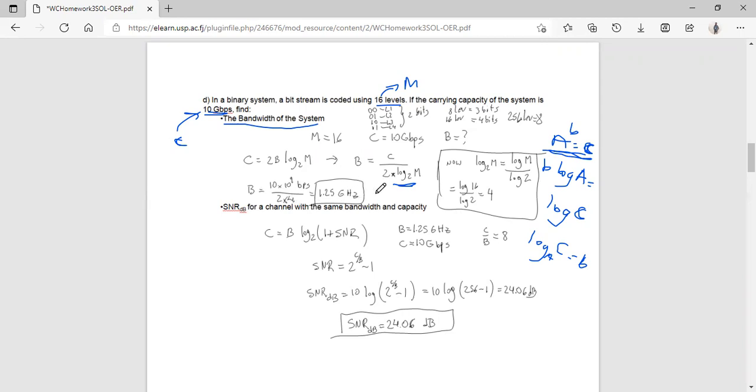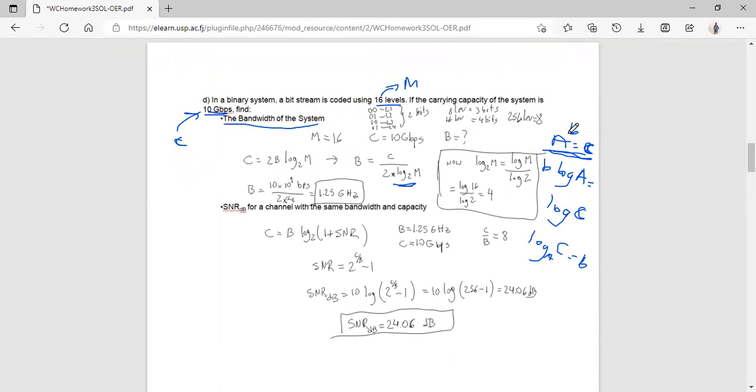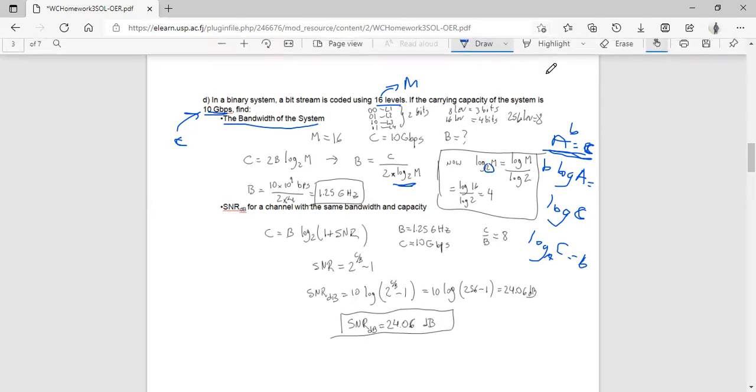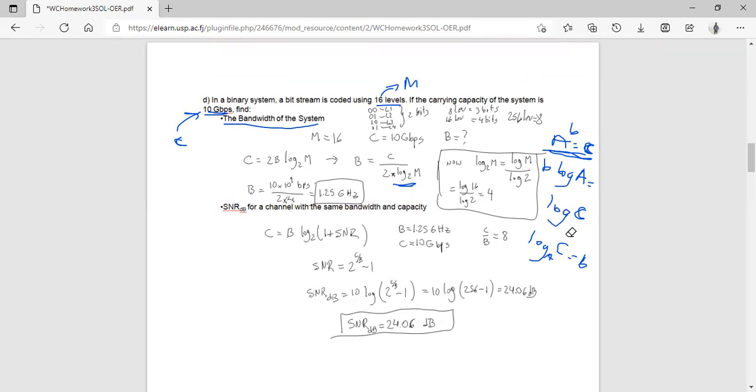So everyone is okay with this? Sorry about my writing. A student asks whether the log in the denominator, the log 2, is of base 10. Yes, this indicates base 10. The logs that I'm using are of base 10.